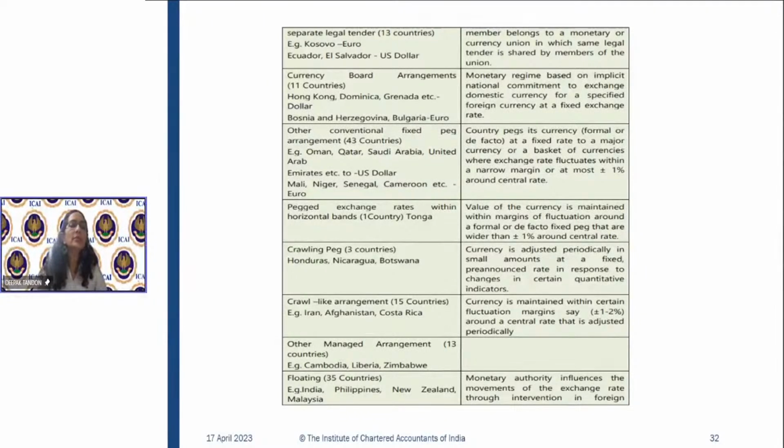So currency board arrangements. So in the currency board arrangement, what do they do basically? They are committed to exchange domestic currency for a specific currency at a fixed rate. Okay. So here they go for fixing to a specific currency for a fixed period of time, which is followed by, let's say, Hong Kong, Grenada. They have pegged their currency to dollar. Now Hong Kong is with China, so that you have to see. Bosnia and Herzegovina, Bulgaria have pegged their currency to euro. So these currencies have been pegged to euro at a fixed exchange rate, for a specified foreign currency at a fixed exchange rate.